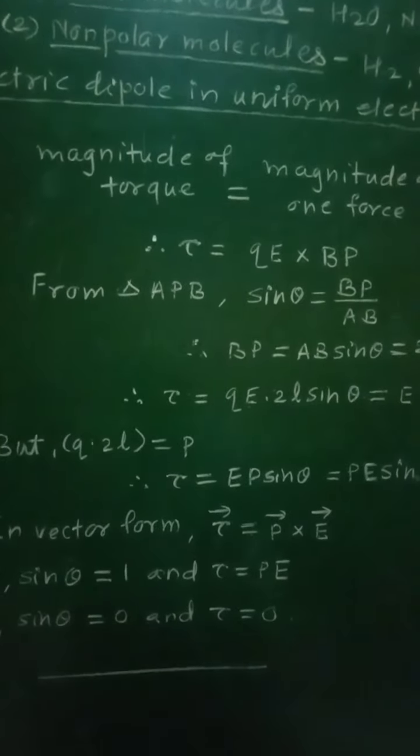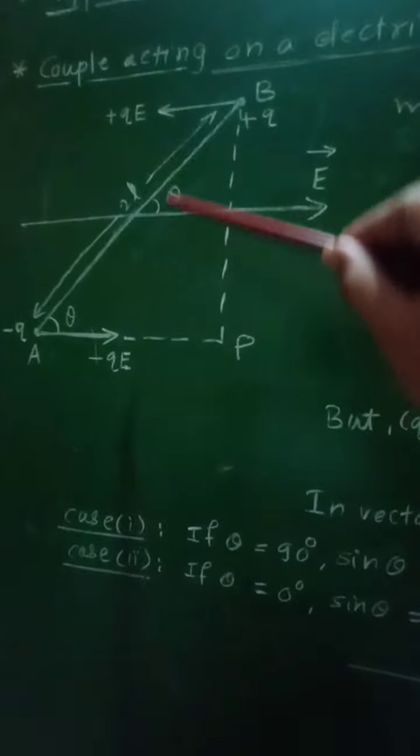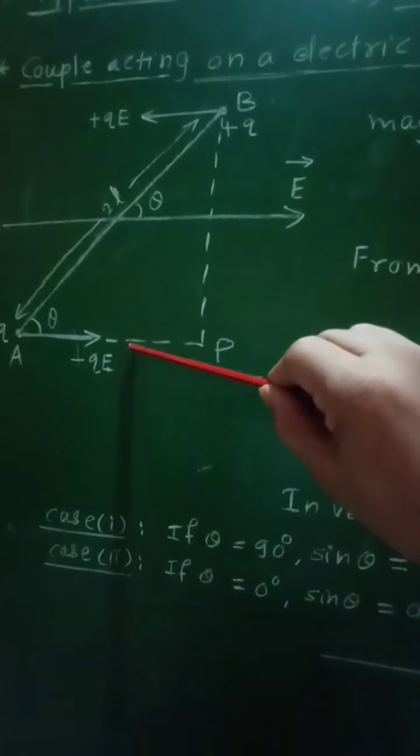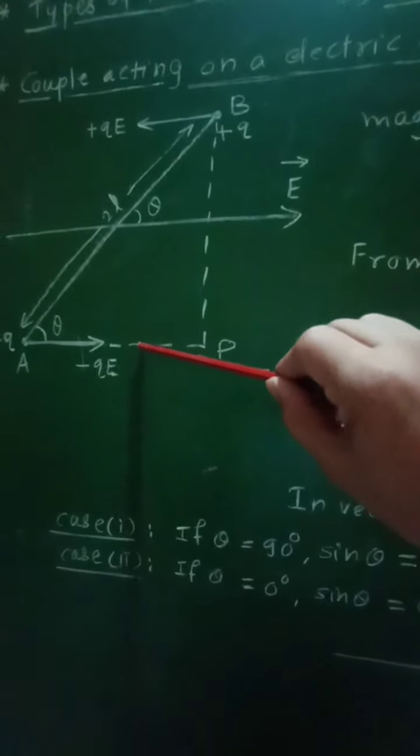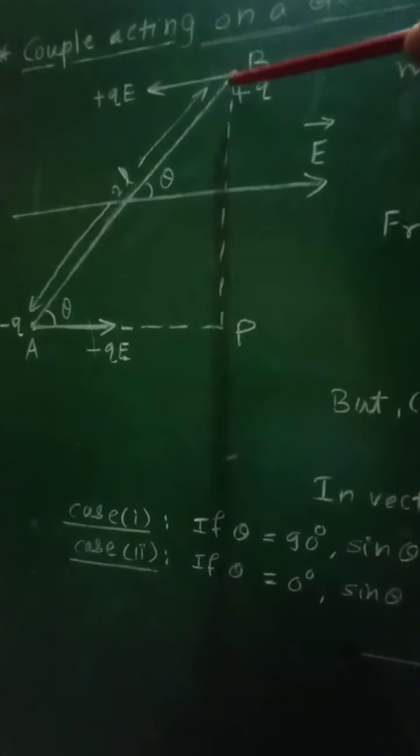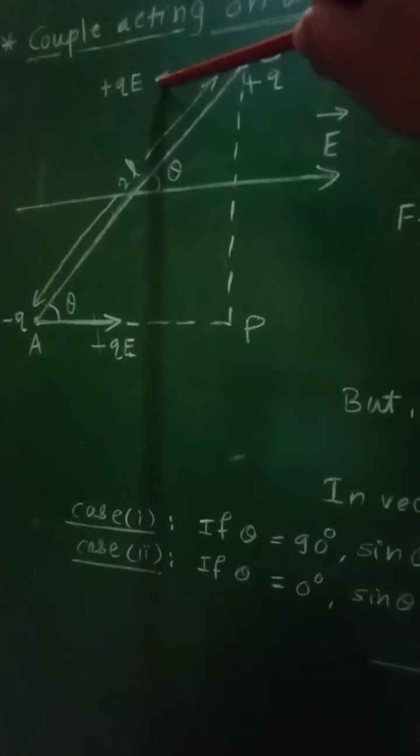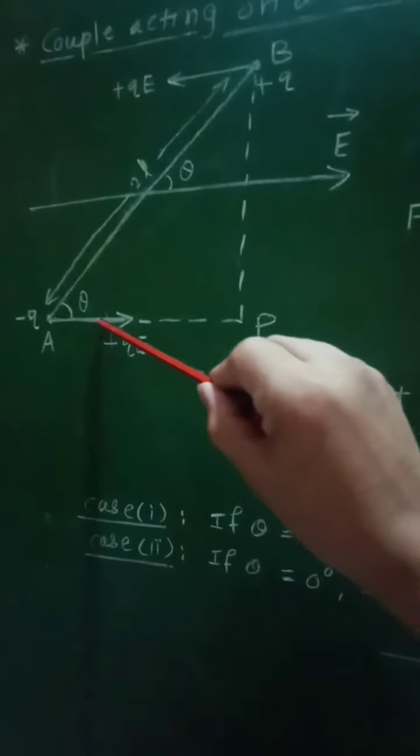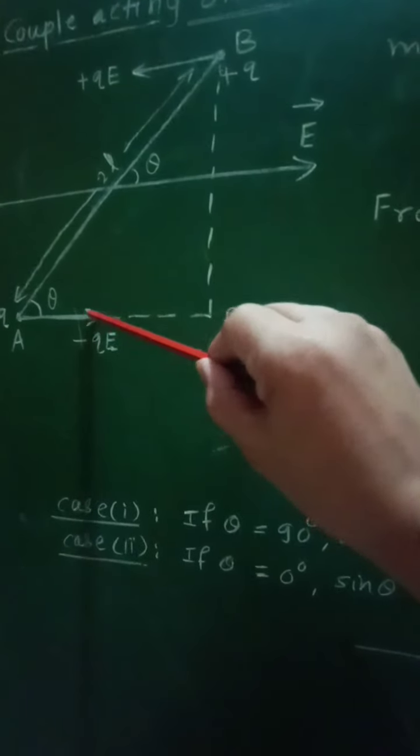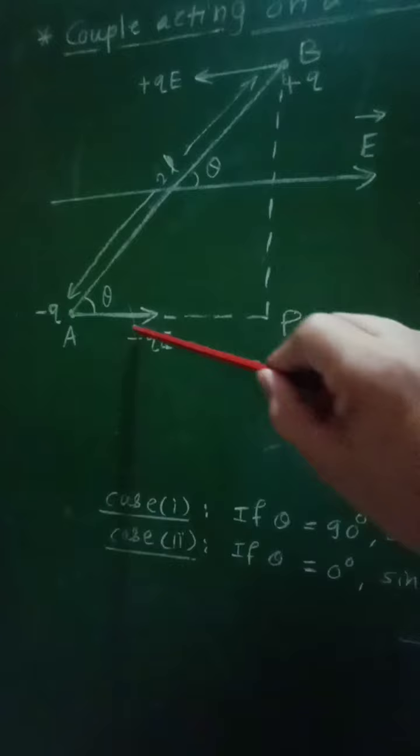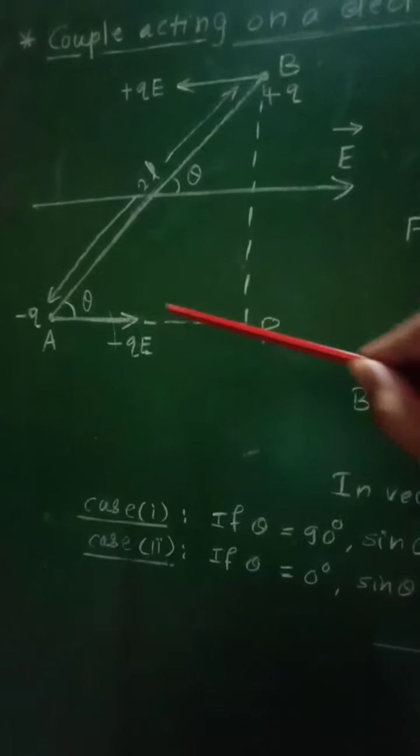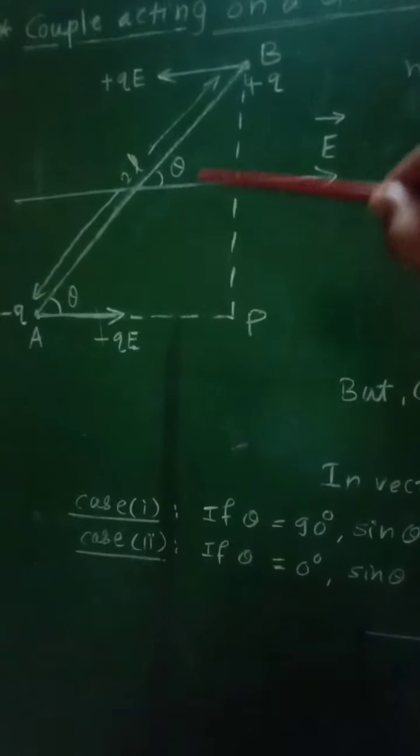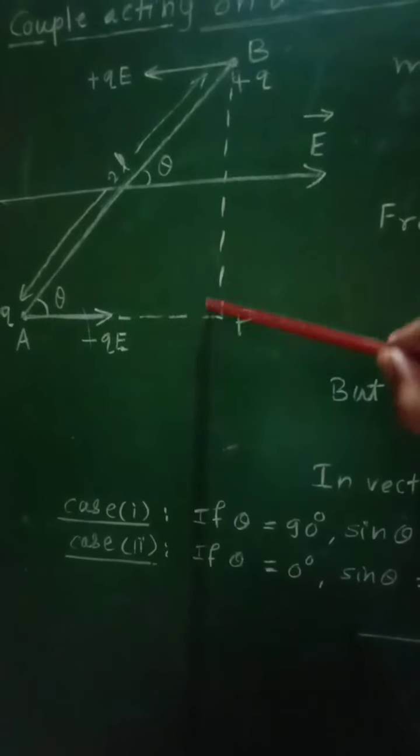Now the magnitude of one force will be QE. For this, instead of plus and minus, we will consider only the magnitude. So the magnitude of one of the forces will be equal to QE, and one force is acting from this point B parallel to the electric field in the opposite direction, and the second force is again parallel to the electric field, directed in the same direction as the electric field, and therefore between these two forces the perpendicular distance will be equal to BP.